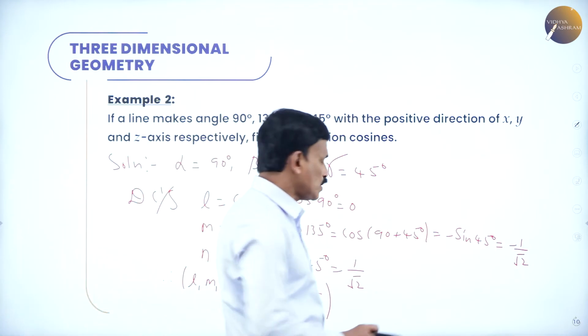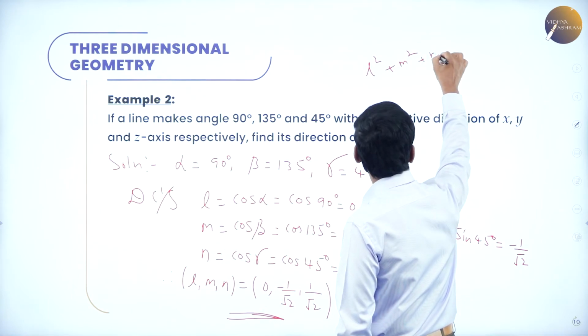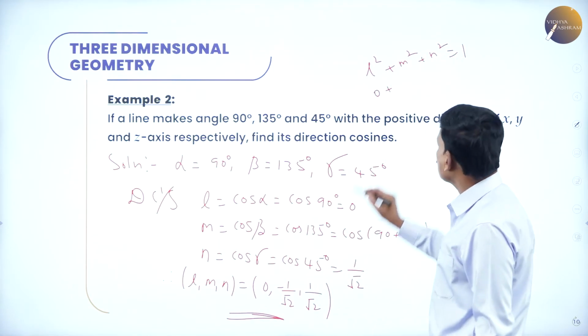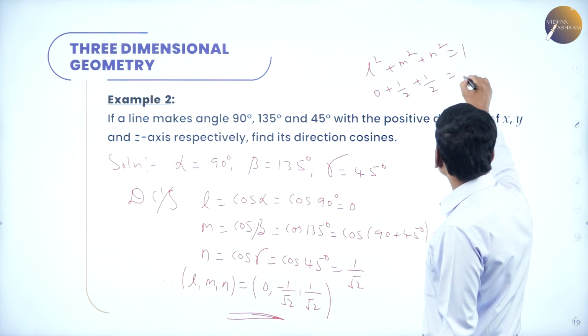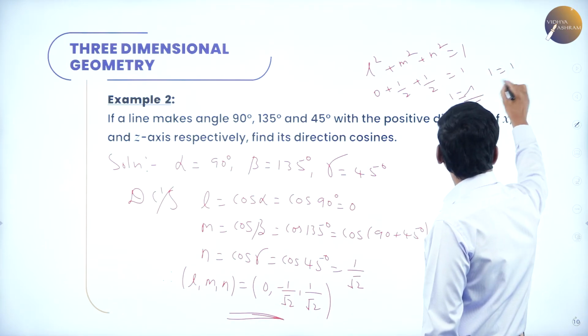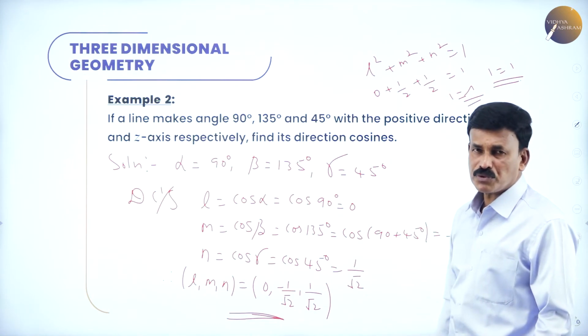L square plus M square plus N square is equal to 1. 0 square is 0. Minus into minus, plus 1 by root 2 square is 1 by 2. Again 1 by root 2 square is 1 by 2. Half plus half is 1. That's it. This is a very simple and very important problem for 1 mark.